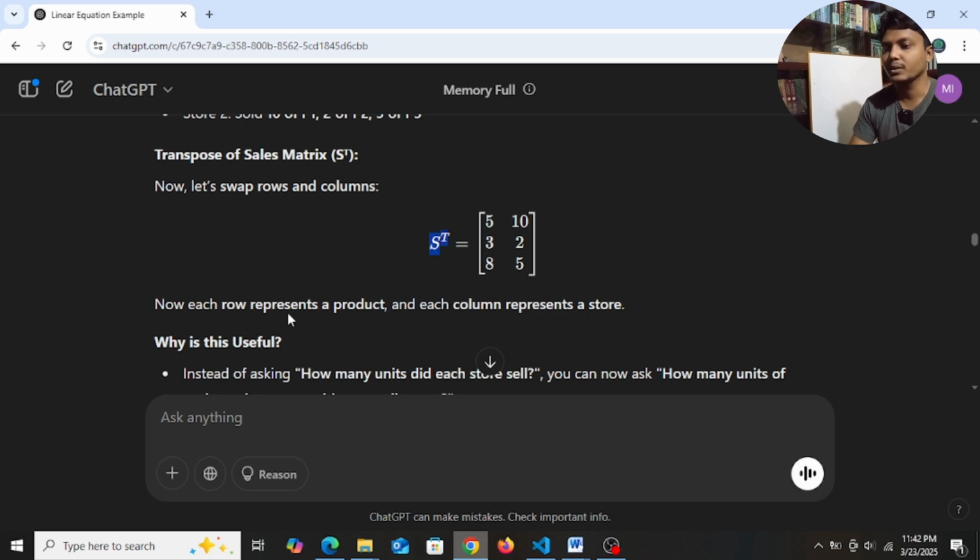Now each row represents a product and each column represents a store. We're just swapping. So 5, 3, 8 is for S1, that means store 1, and 10, 2, 5 is store 2, guys. If you consider 5 and 10, these are the data for P1, product 1, and 3, 2 are for product 2, you can say.